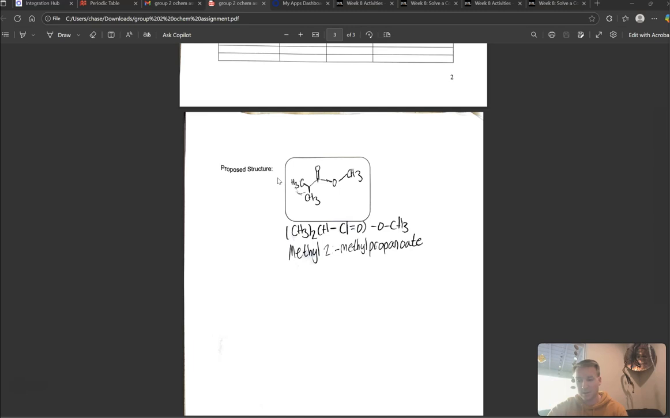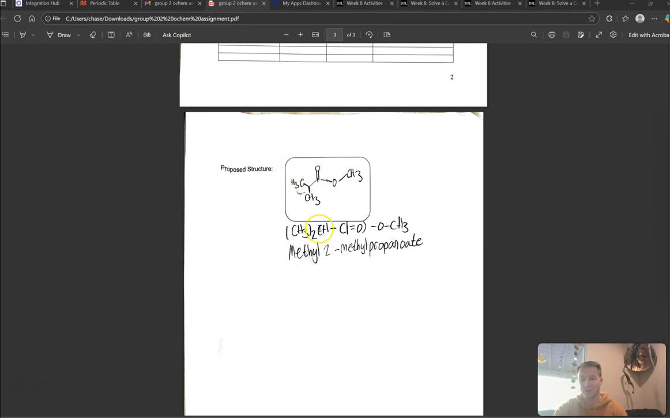So assembling the fragments, we know that there's going to be a methoxy, there's going to be an ester, and there's going to be an isopropyl group. We can see the methoxy is attached through the oxygen to a carbonyl, forming a methyl ester, and the carbonyl is bonded to a branched isopropyl group. That yields methyl 2-methylpropionate, also called methyl isobutyrate. It satisfies the molecular formula. The IR ester bands, the 13C pattern, and the 1H splitting fit perfectly.